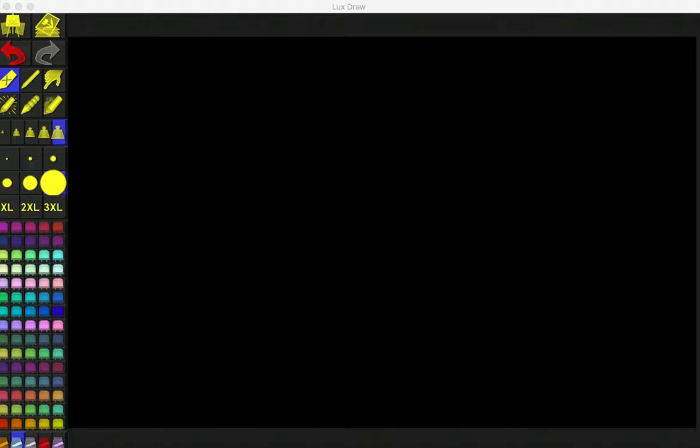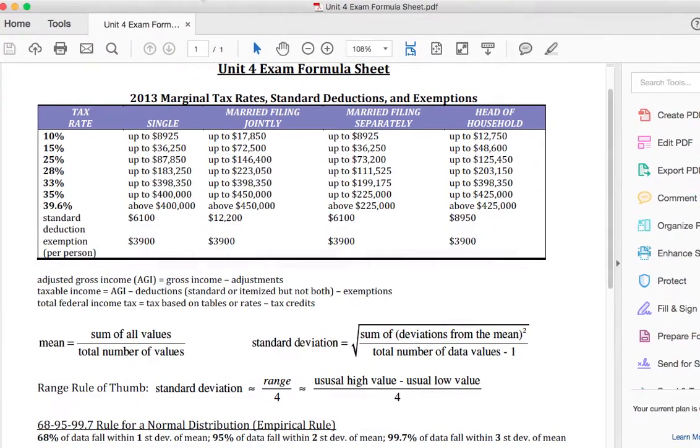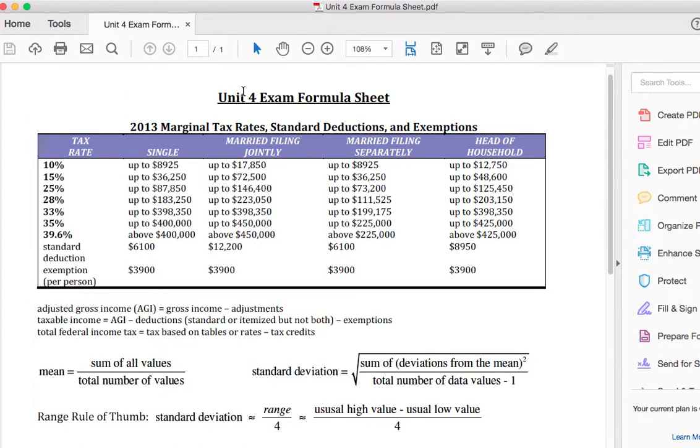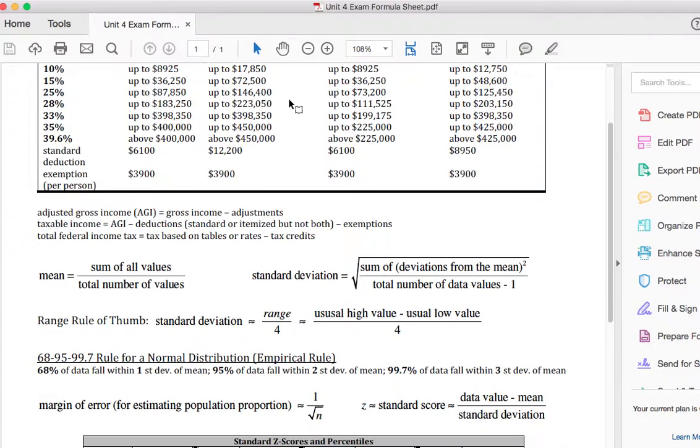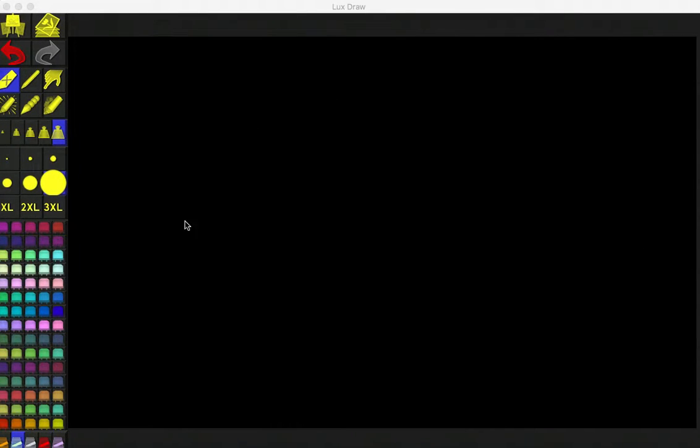This time we don't need our Excel spreadsheets, but you will want this beauty. This guy is the best thing ever. So the Unit 4 exam formula sheet, then you don't have to use your textbook to get these charts, and it has these nice reminders of what formulas you might need. So we'll be using that. And of course a calculator.